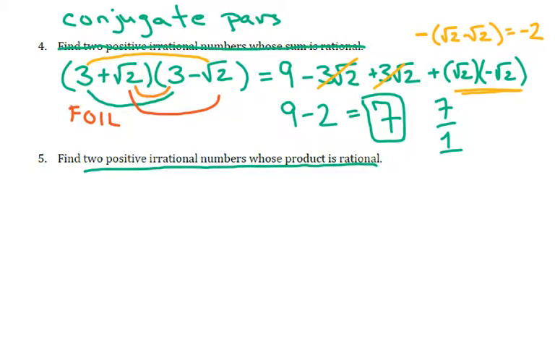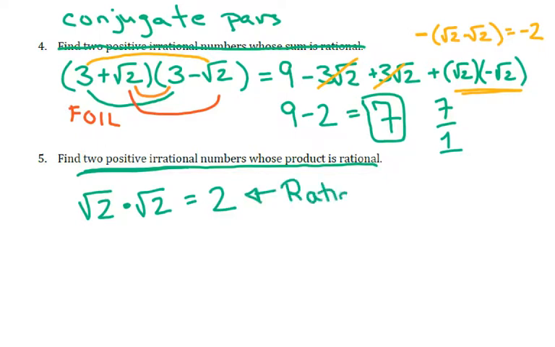Now, some of you may have realized that there's something easier we can do. It didn't say that the two numbers had to be different. What about the square root of 2 times the square root of 2? Well, that equals 2, and 2 is rational. And these are both positive. They're greater than 0. So that's sort of an easier way to do it. If they had to be different, you would want to go with this route. If they didn't have to be different, you could do this.